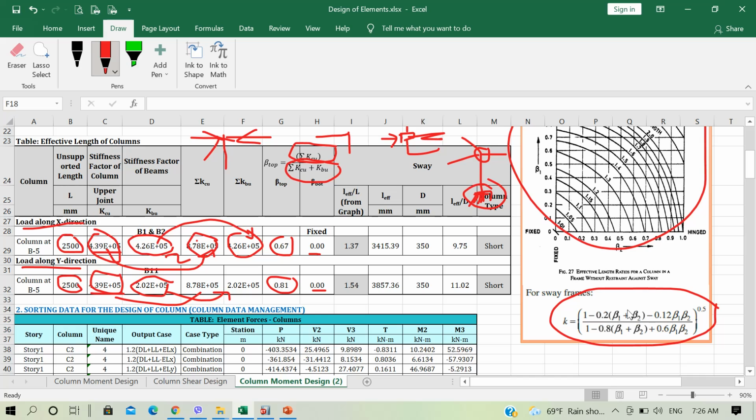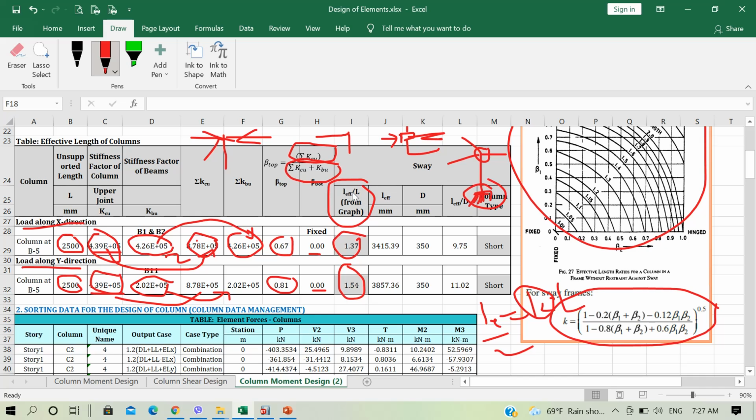So it might be easy also to calculate, because we have already calculated the value of beta 1 and beta 2. That is, beta 1 means beta top, beta 2 means beta bottom. So using this formula we can find the value of K, or we can find the value of L effective by L, since we know that effective length means the value of K into unsupported length. So K means effective length by unsupported length, which we get if we use this formula. Beta 1 means beta top and beta 2 means beta bottom. We get 1.37 and 1.54.